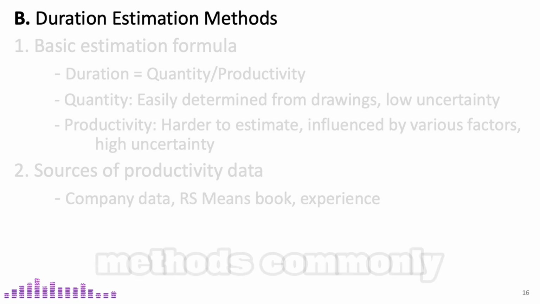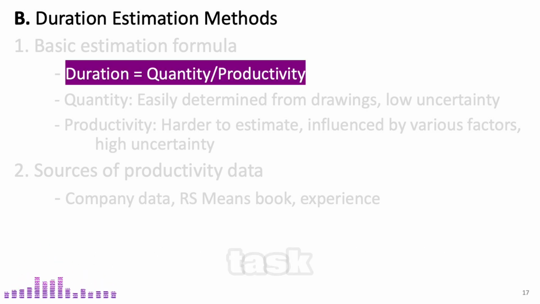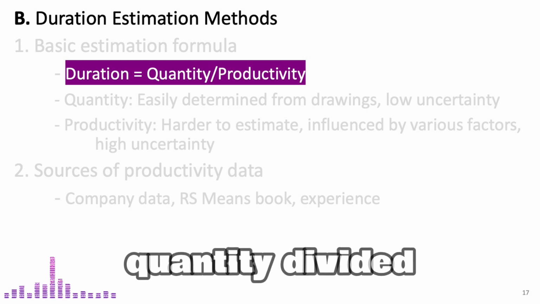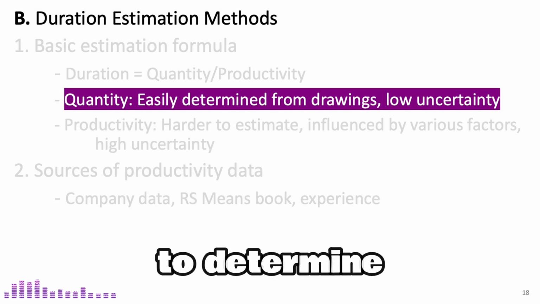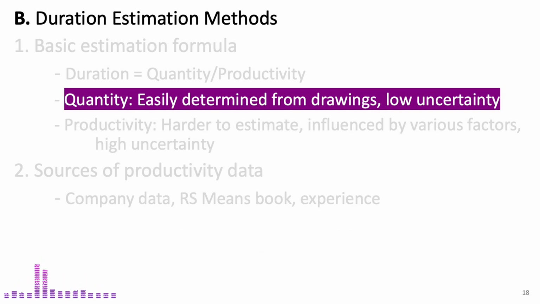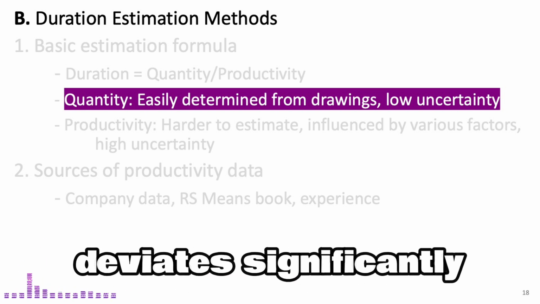Now, we'll go over the methods commonly used to estimate activity duration. To estimate the duration of a task, this is a basic formula often used. Duration equals quantity divided by productivity. Quantity is relatively straightforward to determine, as it is based on design drawings. Since the quantity is already established in the plans, there is generally low uncertainty. The actual amount rarely deviates significantly from the estimate.